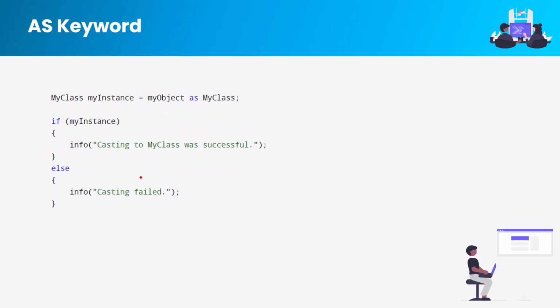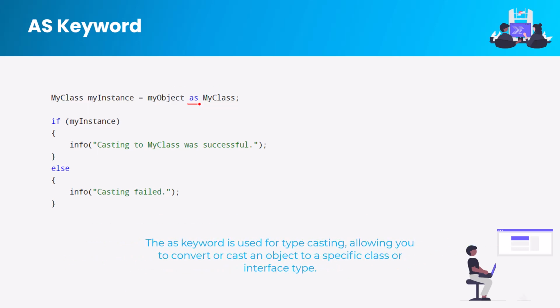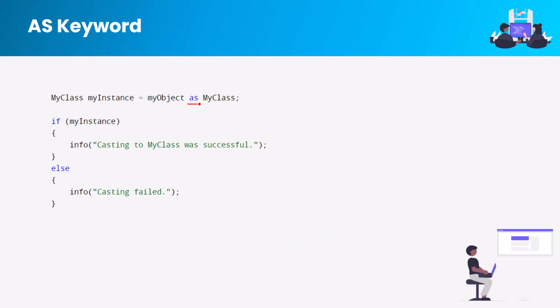In this code you can see that we have used the as keyword. Let's try to understand what the as keyword is. The as keyword is used for type casting, and it allows you to convert or cast an object to a specific class or a specific interface type. In the first line, you can see my object as my class. What does it actually mean? I am trying to convert this object to the my class type, and we are storing it in my instance, and the base type here is my class.